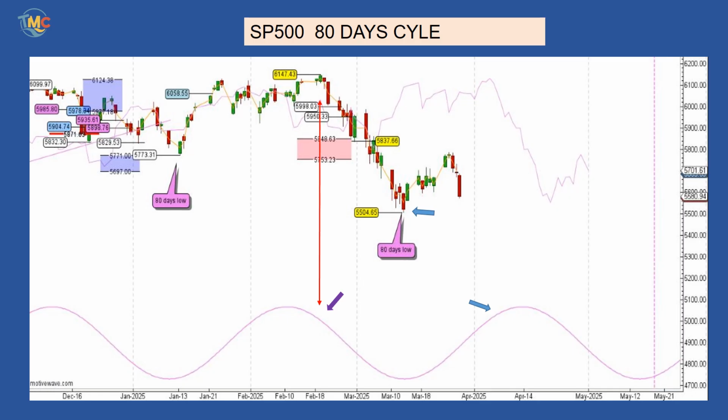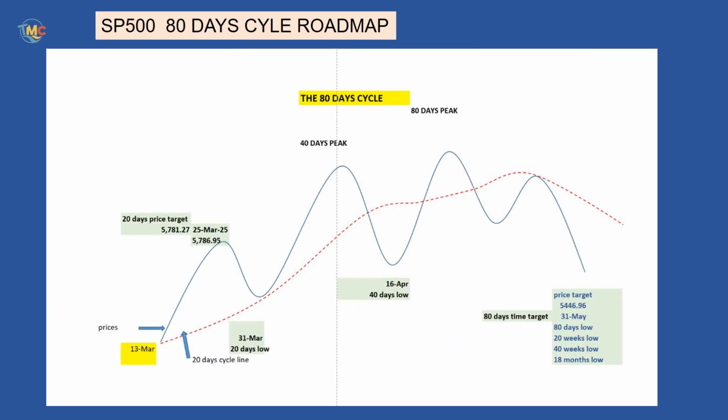If the S&P 500 crosses sharply above its 80 days cycle line, then we may reconsider the labeling of the March 13th low, which is in any case the low of at least an 80 days cycle, but in this case potentially the 18-month cycle low. On the roadmap, we just started this new 80 days cycle on March 13th.